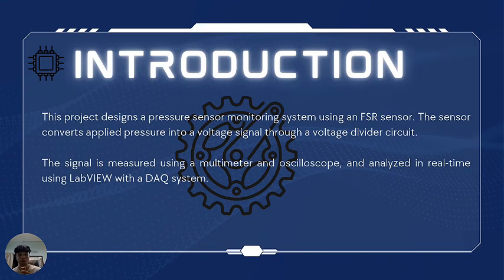So the introduction of our project is this project designed a pressure sensor monitoring system using an FSR sensor. The sensor converts applied pressure into a voltage signal through a voltage divider circuit. This signal is measured using a multimeter and oscilloscope and analyzed in real time by using LabVIEW with DAQ system.